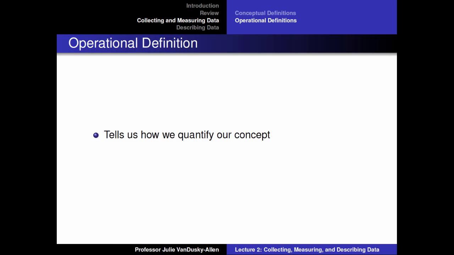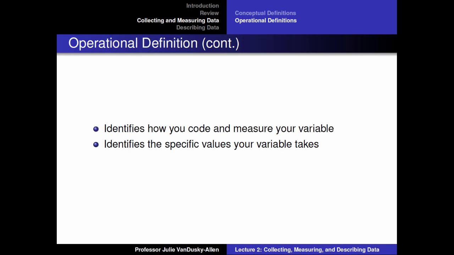After we write our conceptual definition, the next step is to write the operational definition. The operational definition tells us how we specifically quantify or measure our variable. First, the operational definition tells you how you code and measure your variable. It tells you what you have to specifically view in the real world to measure a variable. It also tells you the specific values your variable takes.